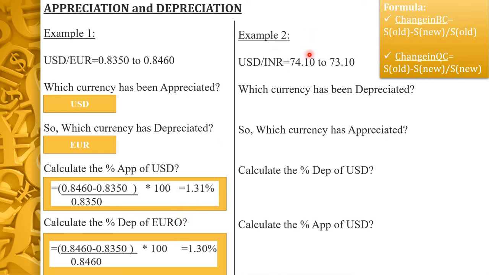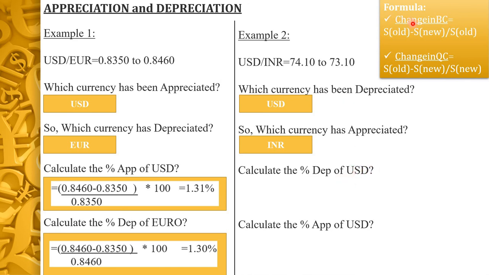Now in example 2, we see a drop in the price of the currency pair, right? So what has happened here? Here the base currency has weakened, which means it can buy less of the quote currency. So which currency has depreciated here? It's the base currency, which is USD. And which currency has appreciated here? The quote currency, INR. Now how would we calculate the percentage of depreciation of USD, which is the base currency?